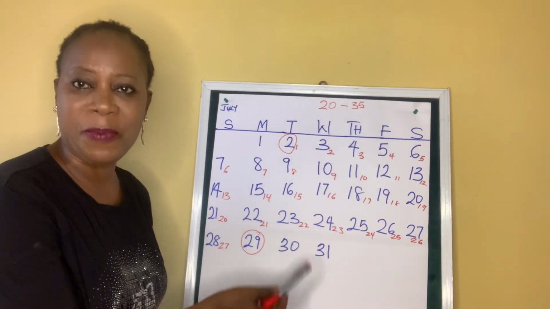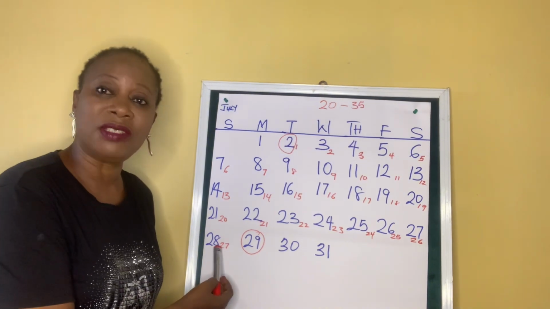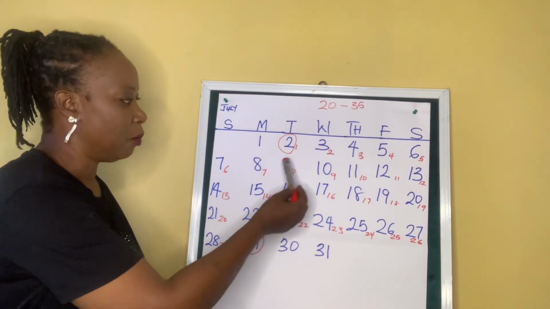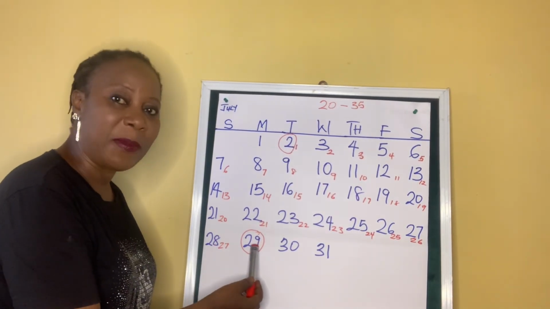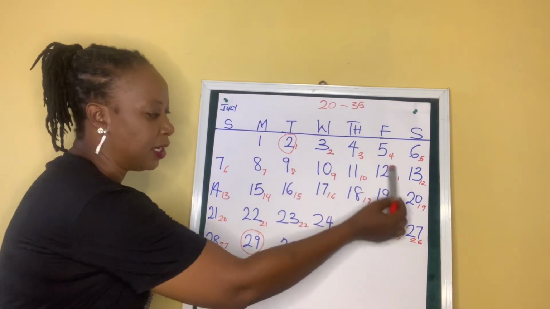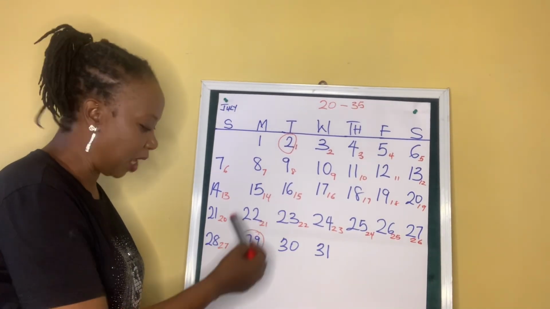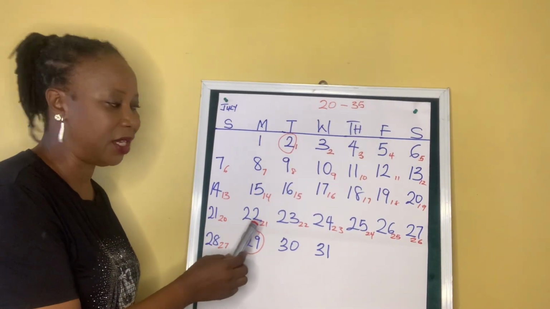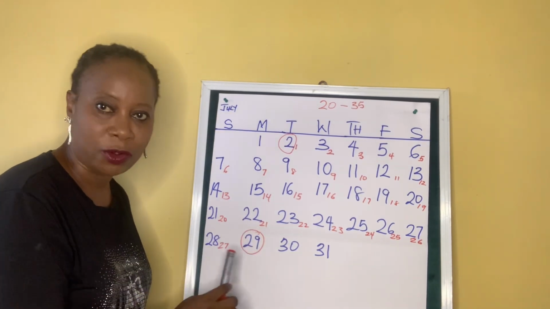So what does this mean? It means that I have a 27 day length of cycle, because from the first day of my period to the day before my next period, all these days are the length of my cycle. So that means I have 27 days. Hope you are getting me. That means I have a 27 day length of cycle.